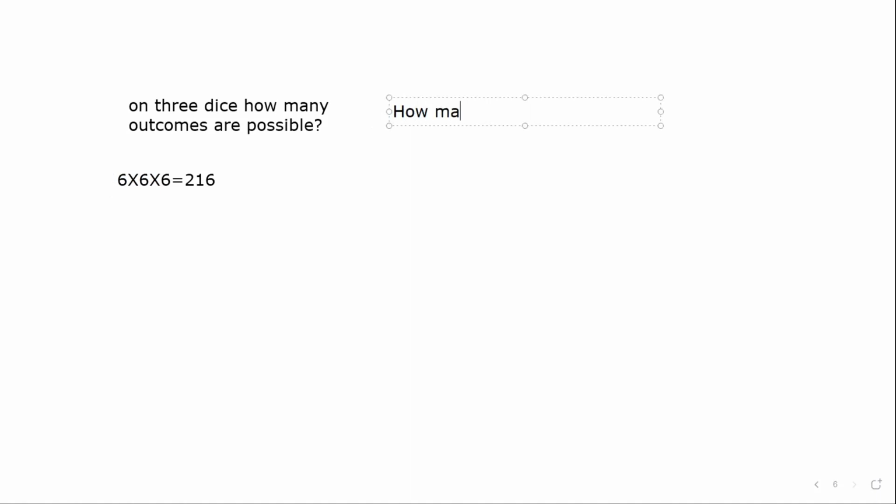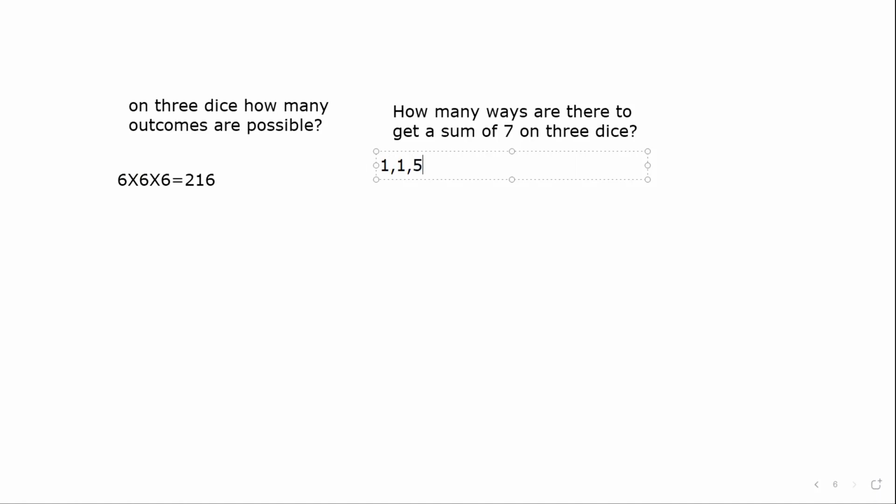How many ways are there to get a sum of 7 on 3 dice? Now, I would suggest that you list these. There are other ways of doing it, but listing is actually going to be the most straightforward and the least headache. There aren't as many as you think. You'd think there'd be a ton of them, but there aren't too many. So if I get a 1 on the first die and a 1 on the second die, there'll be a 5 on the third die because I'm trying to get 7.